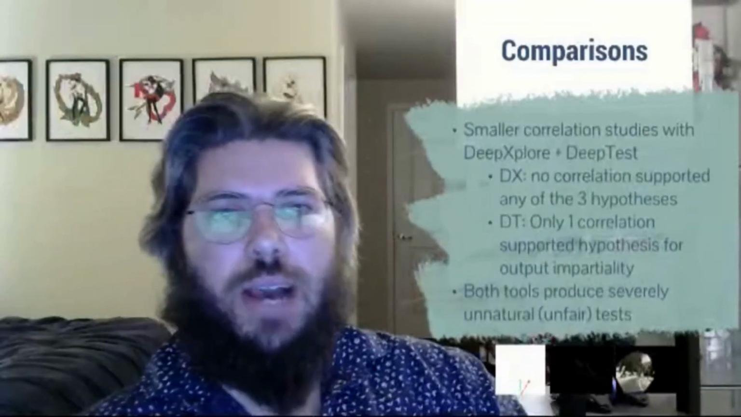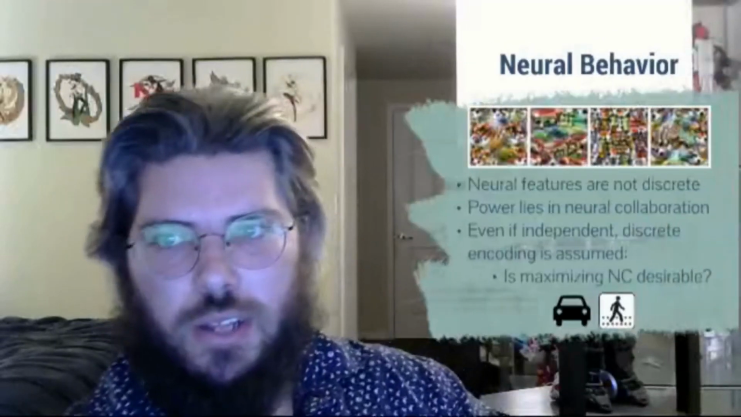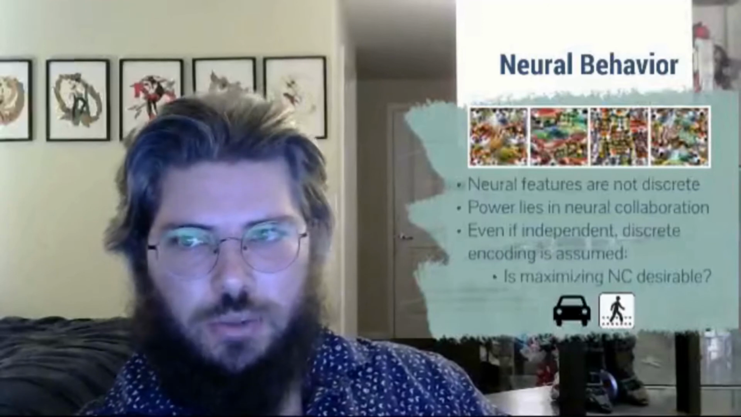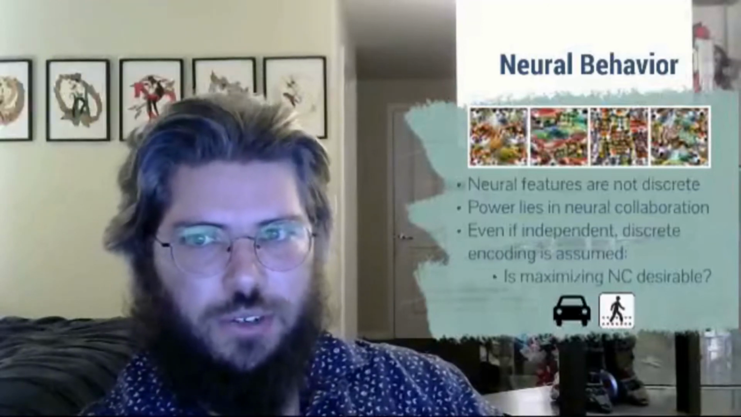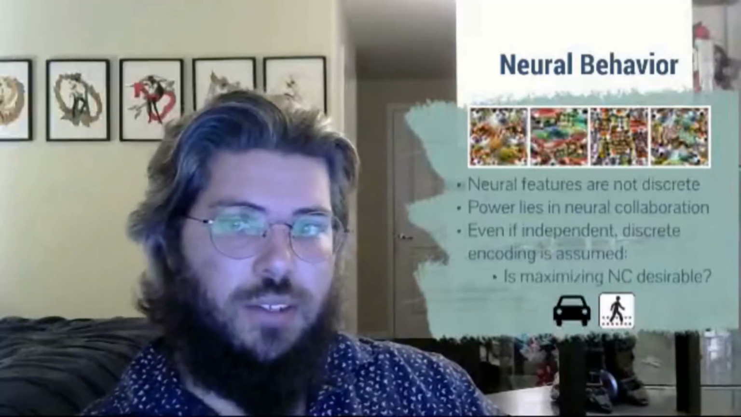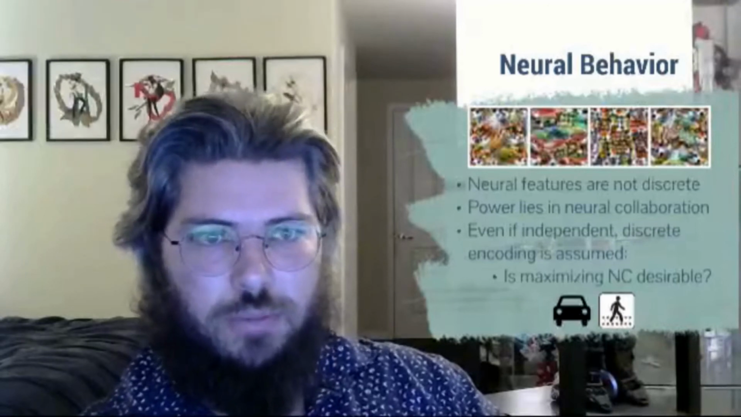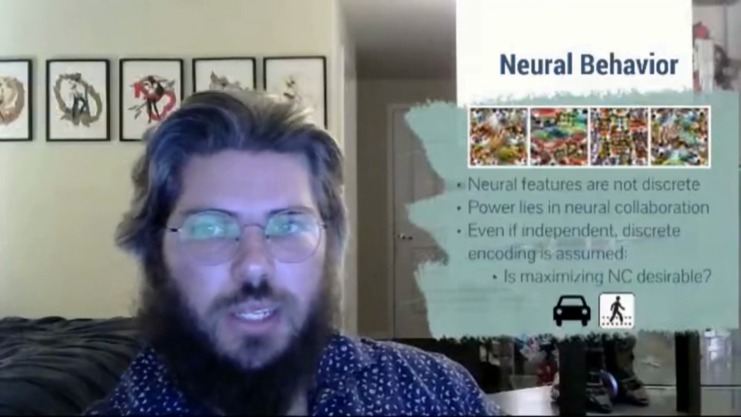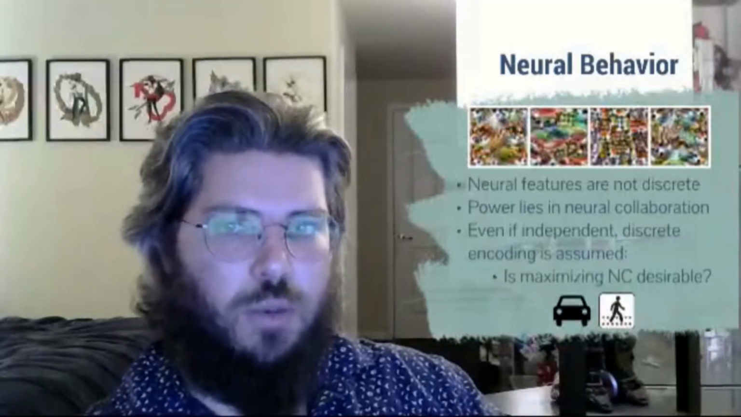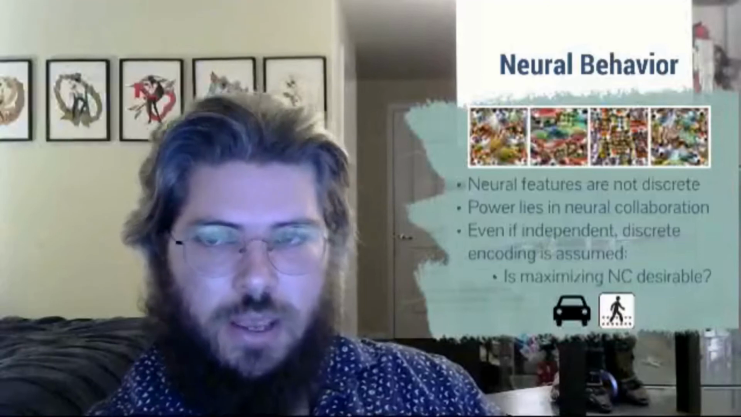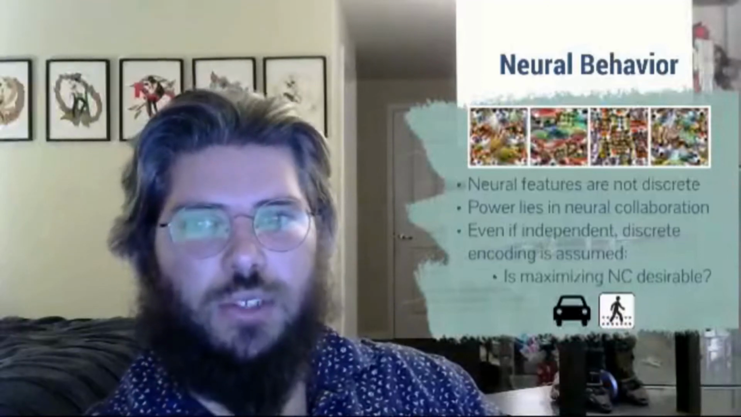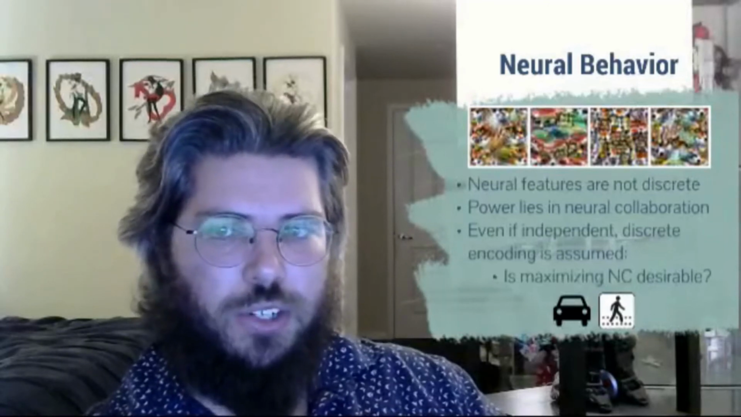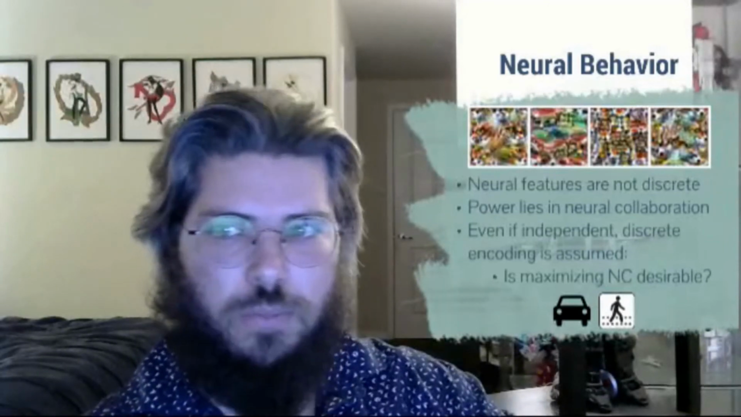So then there's the matter of inherent neural behavior. Firstly, research into neural visualization has shown that neural features are not discrete and regularly blend concepts together, as you can see along the top here. Their power lies rather in the complex patterns of activations that collaboratively work to map inputs to outputs. It is therefore unclear how any metric that considers the behavior of individual neurons could give meaningful information about the behavior of the DNN as a whole.